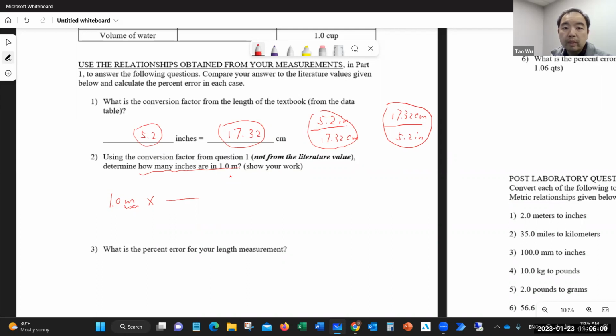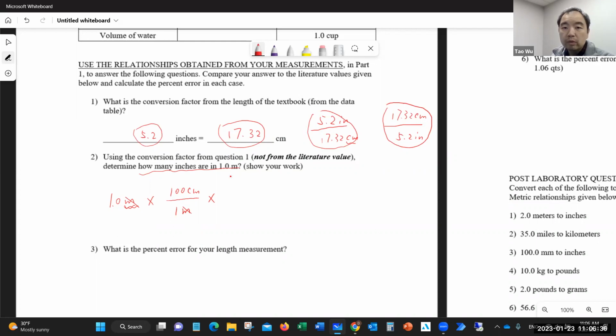Since here is a centimeter, first you need to convert meter to centimeter. And you know 1 meter equals 100 centimeters. This is by definition. So in this case, meter and meter cancel. After the calculation, you will figure out how many centimeters are in 1.0 meters. And then since you have centimeters, you're going to multiply by a conversion factor to convert centimeters to inches.